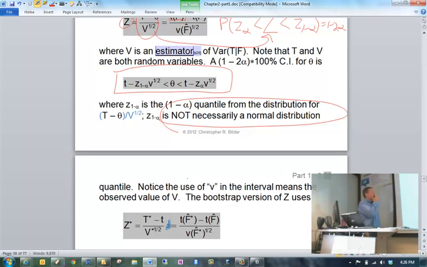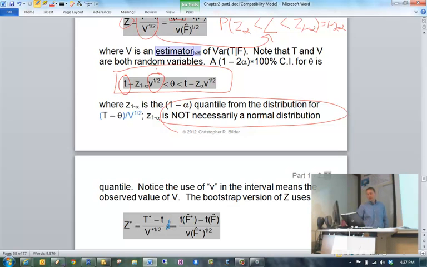So, from this, what can we calculate from our data? Our original sample. We can calculate T, we can calculate V as long as we have a formula for it. That's going to be an important thing coming up. But what do we use for this quantile from this distribution of Z? That's where the bootstrap comes in. Well, we just simply use the bootstrap to estimate the quantile from that distribution.